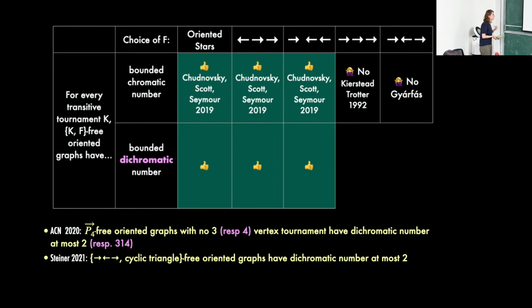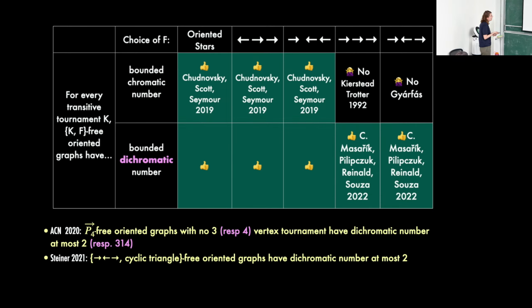And Gyárfás and Sumner also showed that if you exclude the alternating P4 and a cyclic triangle, then you have dichromatic number at most 2. So we had some initial results. And then the last two orientations, we just showed bound the dichromatic number in terms of the size of the largest tournament.